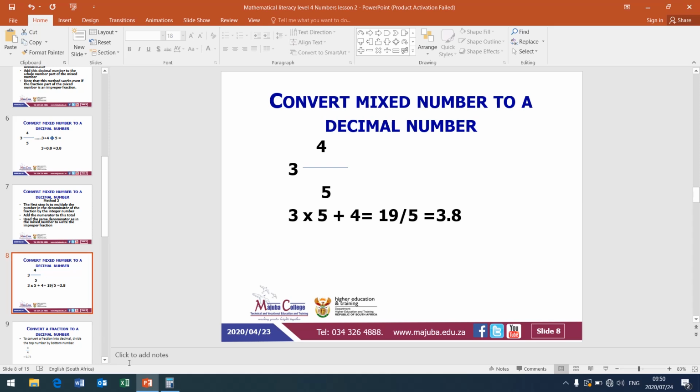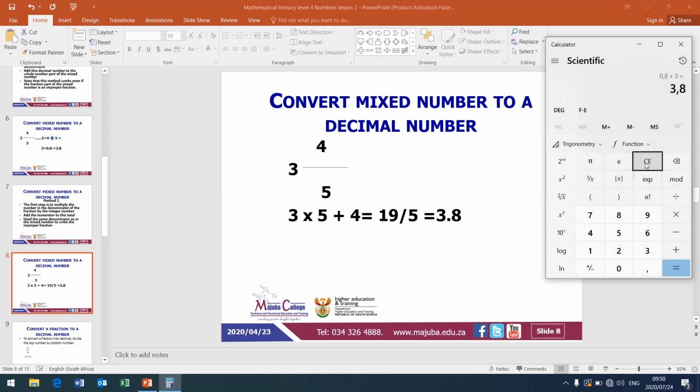We'll take one and the same sum, but applying a different method. First of all, it says we must multiply the whole number, which is 3 multiplied by 5. 3 multiplied by 5 gives us 15. We add the numerator, which is 4. It gives us 19, which means we have 19 over 5. 19 divided by 5 gives us 3.8. It's exactly the same.